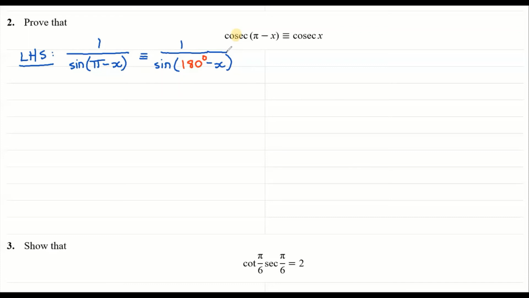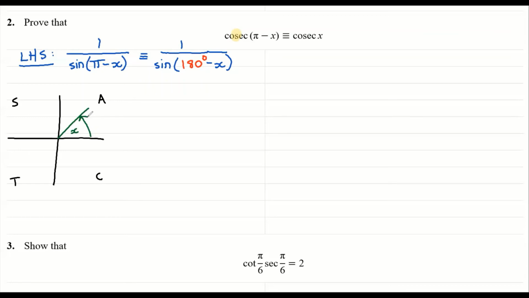Now, this is where the CAST diagram is, again, quite useful. I'm going to draw it. It's here. Draw the CAST diagram. So cos, all, sine, tan. And we're interested in the angle 180 degrees subtract x. Now, what I'm going to do is start off with the angle x first of all. We're going to put that in the acute quadrant there. Okay, so that angle there is x degrees.